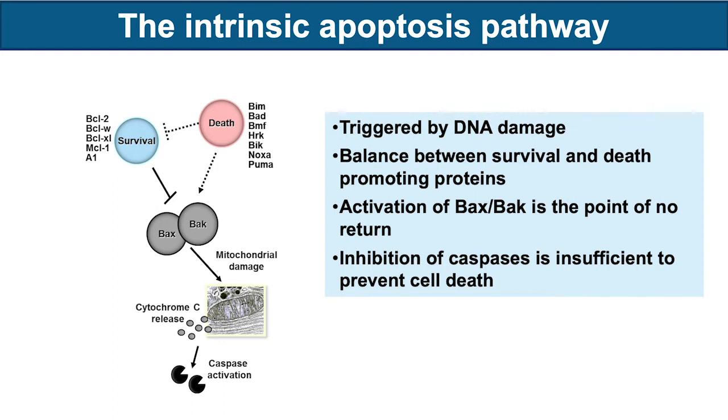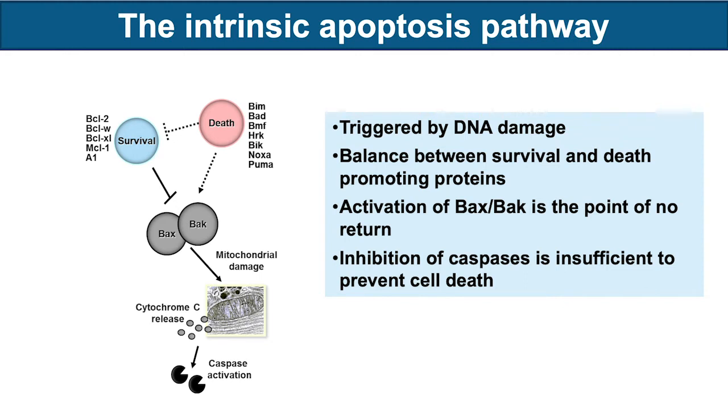And so what happens is when the pathway is tipped in the favour of the death-promoting proteins, you get activation of BAX and BAK, you get mitochondrial damage, and ultimately activation of caspases and cell death. Now what's really interesting is that a number of elegant studies from a few years ago now have shown that the inhibition of caspases is actually insufficient to prevent cell death. If you want to prevent cell death, then you really have to prevent the activation of BAX and BAK.